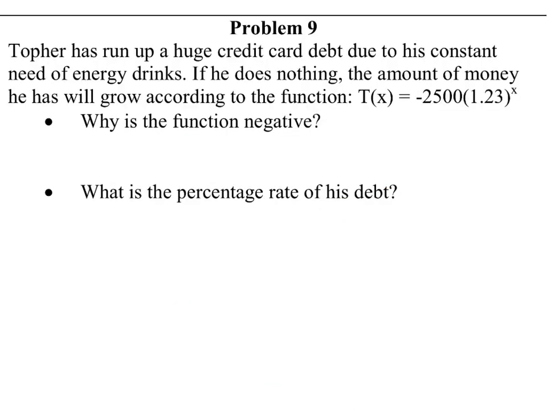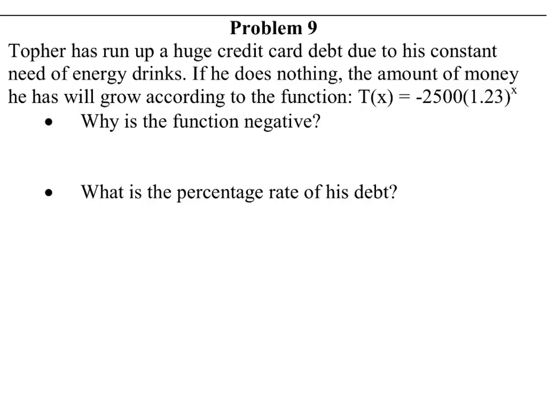Moving on to 9, Topher runs up a huge credit card debt, okay. And we get this function here, the amount of money he has. Okay, so the amount of money that he owes is going to grow if he doesn't do anything. Why is the function negative? Well, that's because this debt, you can think of it as negative money. You actually don't have that money. So yeah, that's why we'd have it be negative.